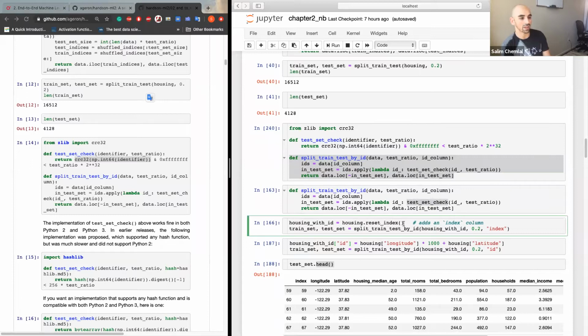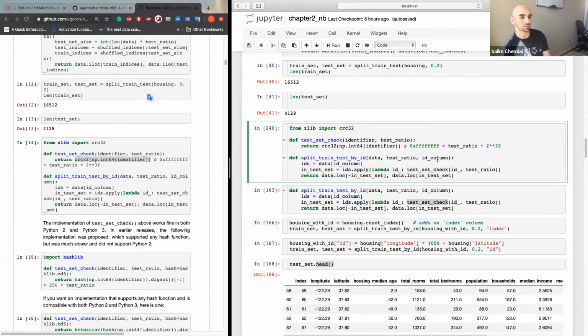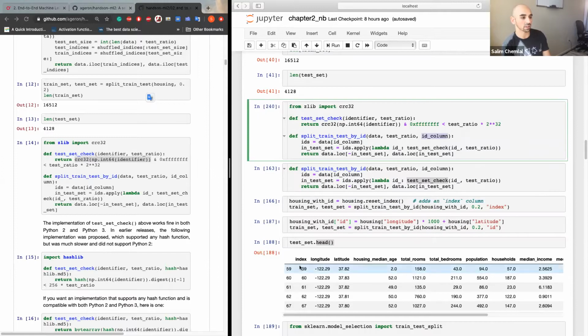So here, for example, the first thing that he needs is an identifier. Where can he find an identifier? I believe he created a new column. He added a new column by resetting the index here. So here we have a new column called index, okay? So that's our column index. You see how here we have this column index here.